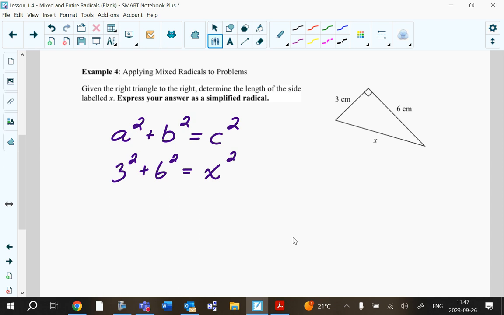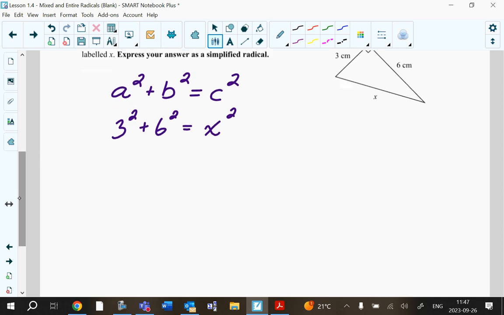So we've done these once before. 3 squared is 9 plus 6 squared is 36. We add those two, we get X squared is equal to 45. Therefore, X is going to be the square root of 45. And that's when you pulled out your calculator and you rounded it. But we're not doing that anymore. We're going to go to the exact answer, which means we got to break it down.